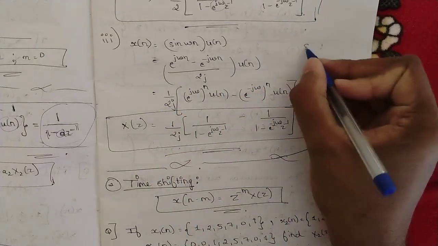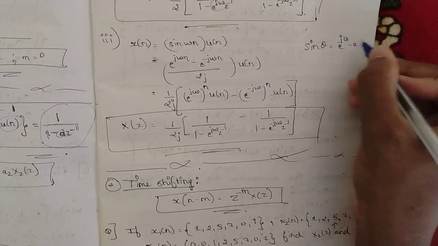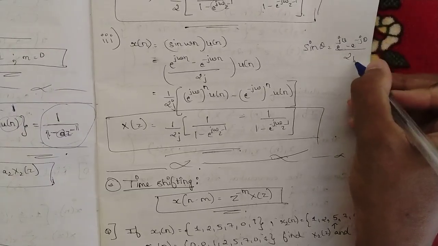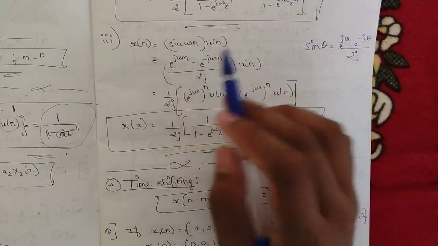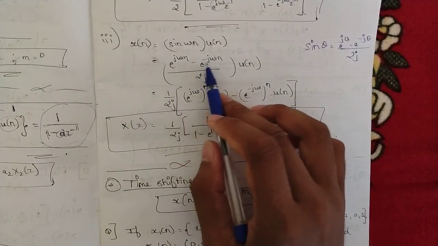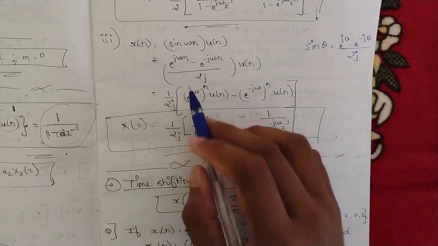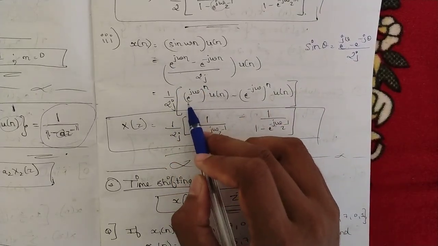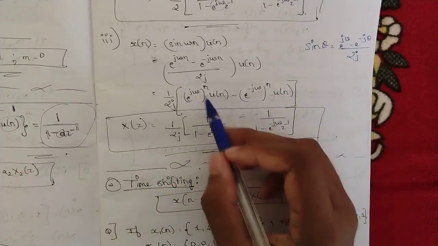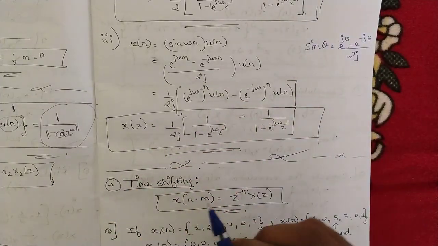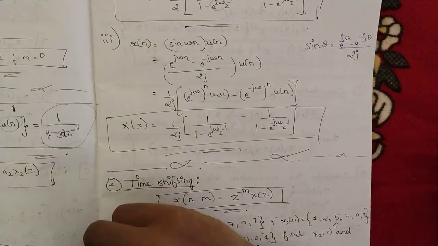Again, the formula for sine theta we should know by now: e power j theta minus e power minus j theta divided by 2j. This only we have applied here. In place of theta we have omega n, e power j omega n minus e power minus j omega n divided by 2j into u of n. I have taken 1 by 2j common here. Again I have grouped it separately as e power j omega whole power n into u of n, and e power minus j omega whole power n into u of n, and in z domain I have represented it and written it in terms of z plane. So this is the answer we have obtained.